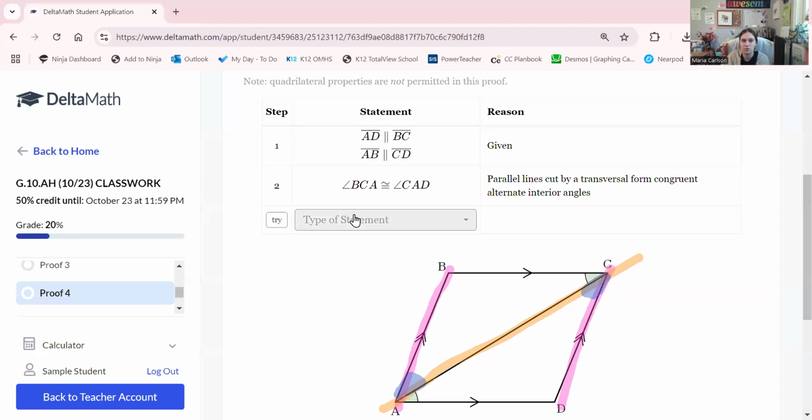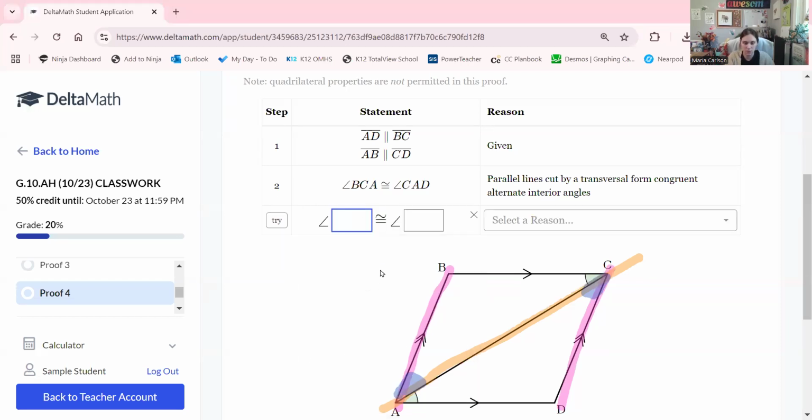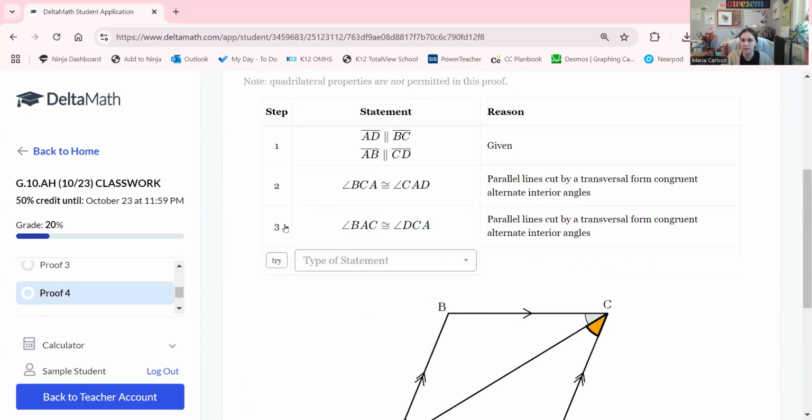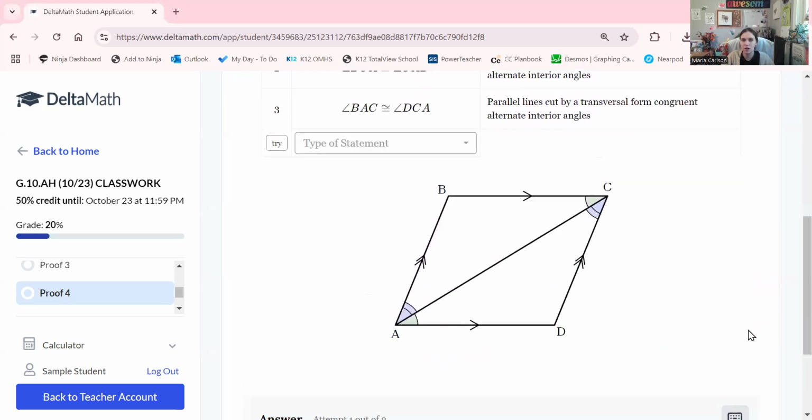But let's also set that up. So angles BAC and DCA are congruent by the same logic. These parallel lines, and notice how I typed parallel lines cut by a transversal form congruent alternate interior angles. Let's try it out. Bam. All right, so how is this helpful to us? Let's think now about the two triangles we have. I'm going to pull them out to the side.